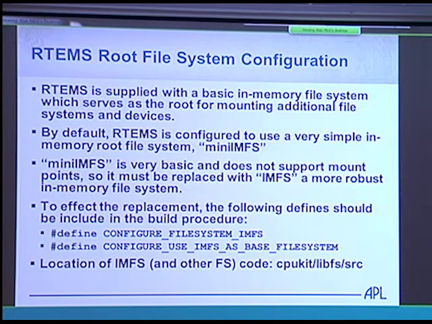By default, if you don't do anything special, at least in the releases that we have, RTEMS is configured with a very simple in-memory root file system, which is called mini IMFS. IMFS means in-memory file system. The mini IMFS does not support mount points. That is, it doesn't support adding new file systems to RTEMS. So the first thing that you have to do is the RTEMS release has to be configured with IMFS, which is a bit more robust and allows for the mount point.